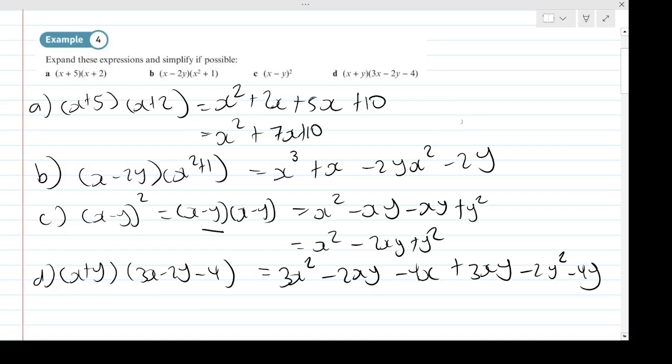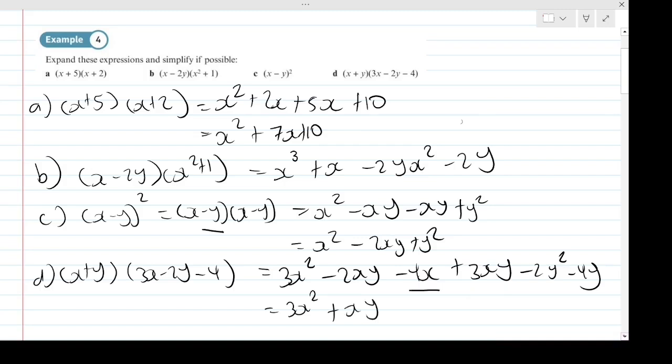Can we simplify it? Yes, I can. Well, there's only one x squared term, so 3x squared. But I have an xy. We have minus 2xy, and then we have a plus 3xy. I have two lots of xy terms, so we can add them together. So 3 minus 2 would get us just one lots of xy.